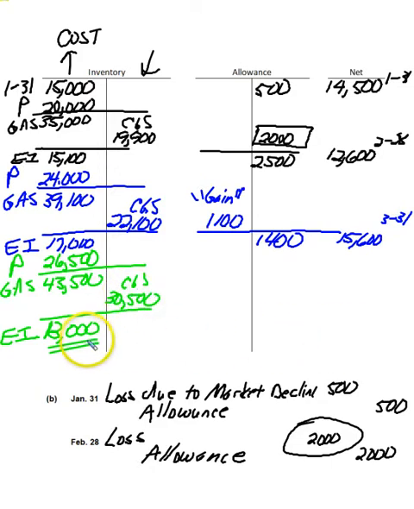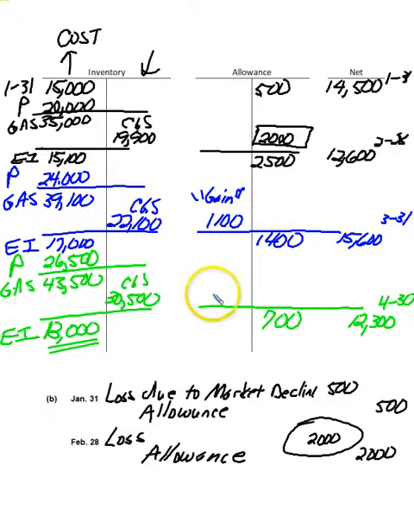So we have ending inventory at 13,000. We are told the lower cost of market at the end of April is 12,300. So we would need a balance in the allowance account to be $700. Once we know that, we can solve for, well, then we need a credit. And again, that's going to be some sort of gain. So let's go to the next page and record our $700.